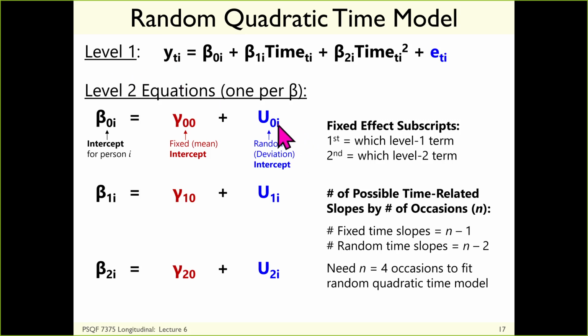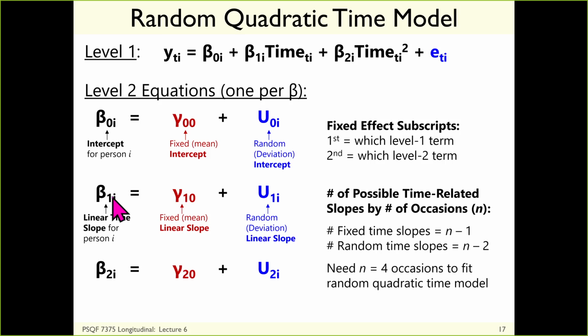U0 then is how far off my actual predicted outcome at time 0 is from the average for the model. So think about the trajectory that has been created for me and how discrepant my time 0 value on that trajectory is from the average one. So if I'm doing better than everybody else, my U0 is positive. If I'm doing worse than everybody else, my U0 is negative.